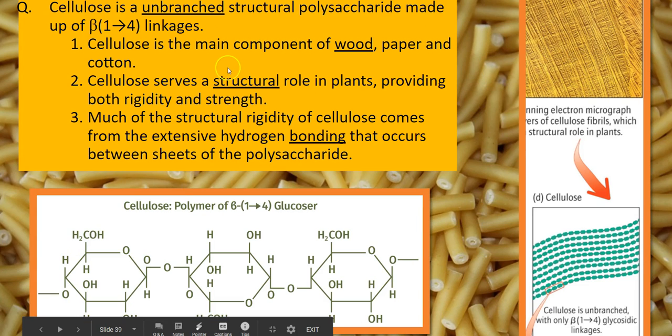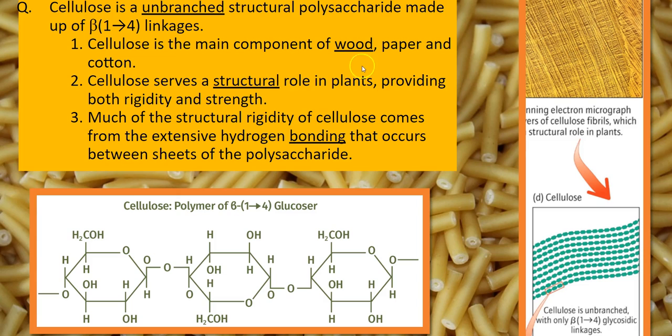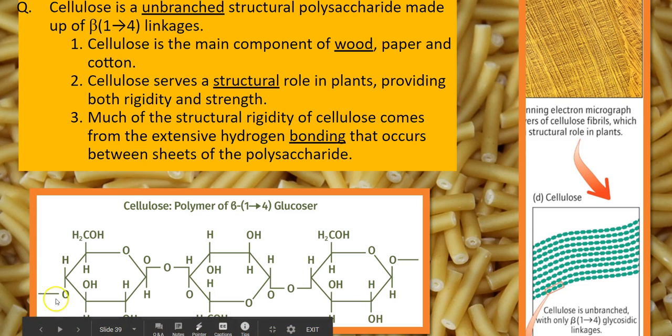Cellulose is unbranched. It's the main component of wood, paper, and cotton. It serves a structural role in plants that we talked about, allowing strength and ability to stand for plants, even in high rain and winds and erosion of soil. So this rigidity of structure comes from extensive hydrogen bonding between the sheets of the polysaccharide, so they're hard to break apart.